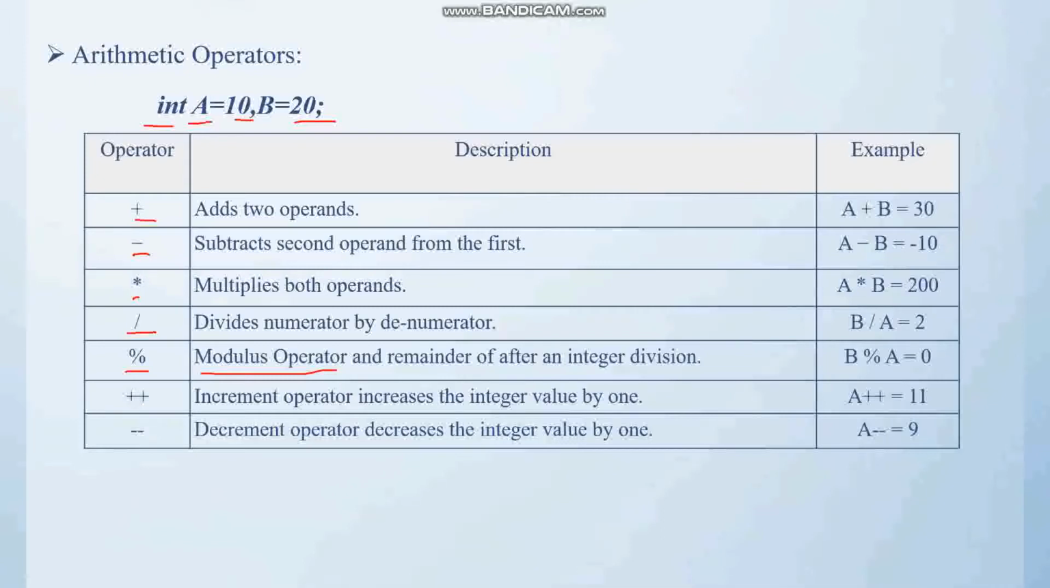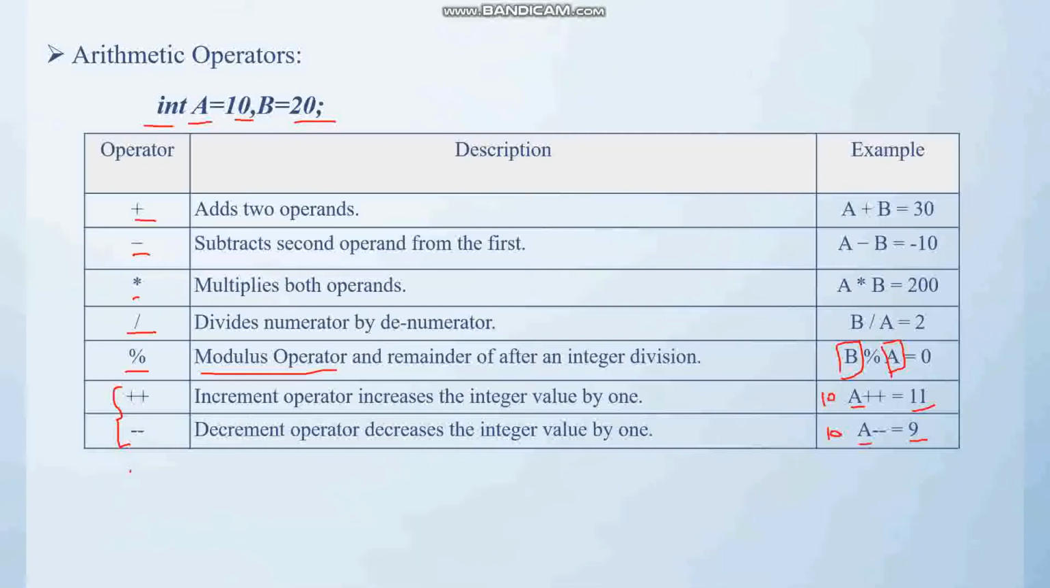After that we have two operators, the increment operator and the decrement operator. These two operators are unary operators. For the rest of the operators we need two operands, so those are binary operators, while these are unary because there is only one operand. If I perform a plus plus, it increases the integer value by 1. So if the value of a is 10, then a plus plus makes it 11. A minus minus decreases the value of a by 1, so 10 minus 1 becomes 9.